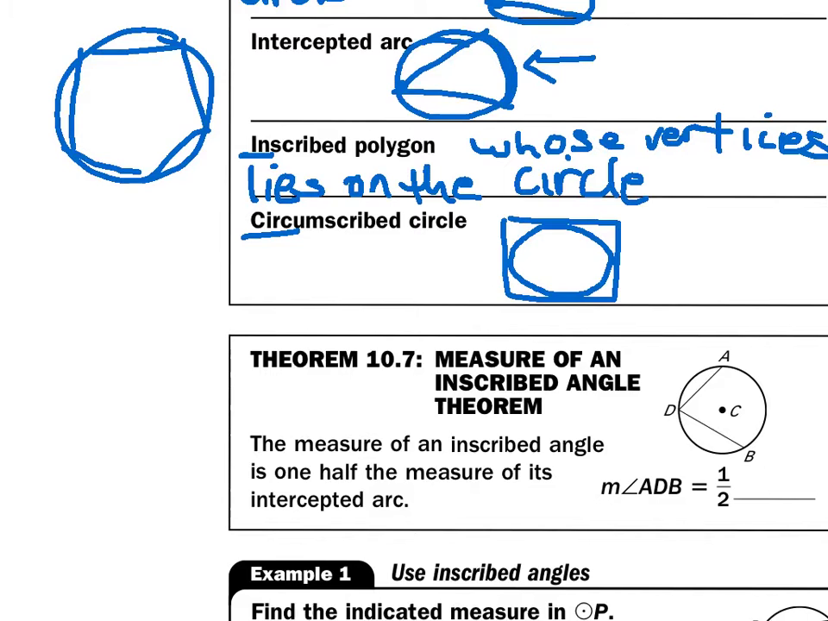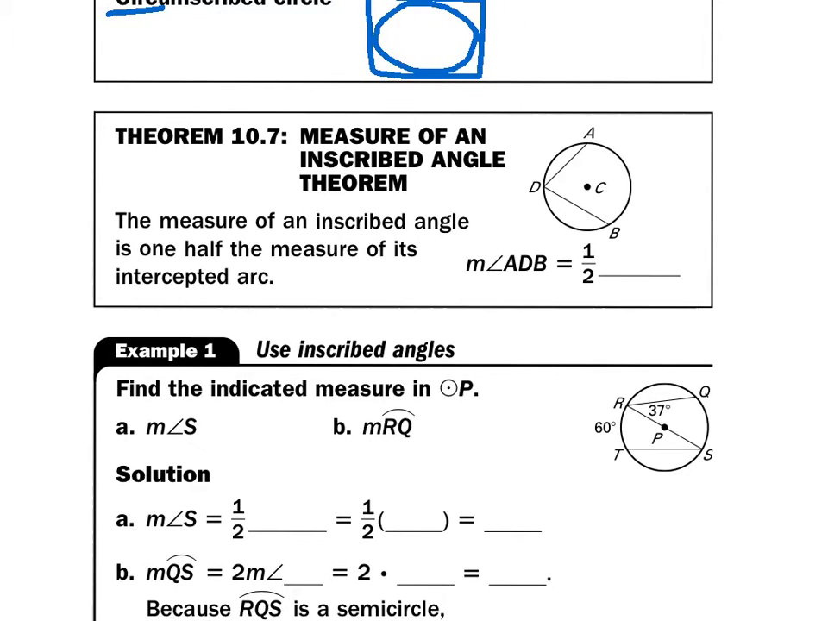Okay, theorem 10.7. Measure of an inscribed angle. The angle inscribed is half of the arc. So, measure of AB. So if this is maybe close to 180 degrees, then this would be 90. Okay, so let's look at an example.